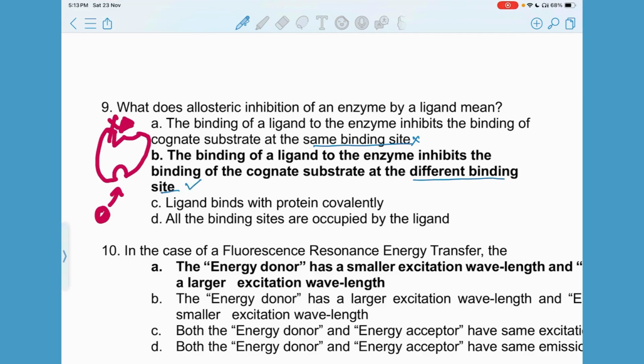Ligand binds with protein covalently. No, these are non-covalent interactions. All the binding sites are occupied by the ligand. No, the inhibitor is also coming. So the answer is option B.